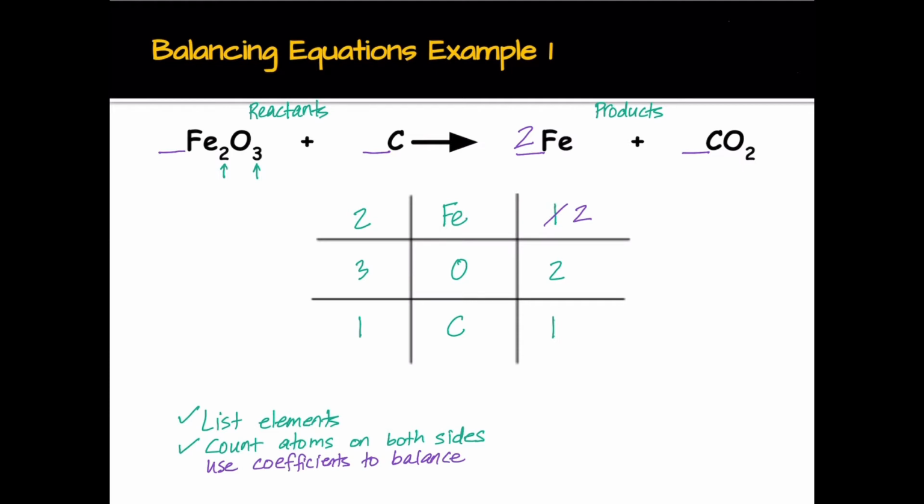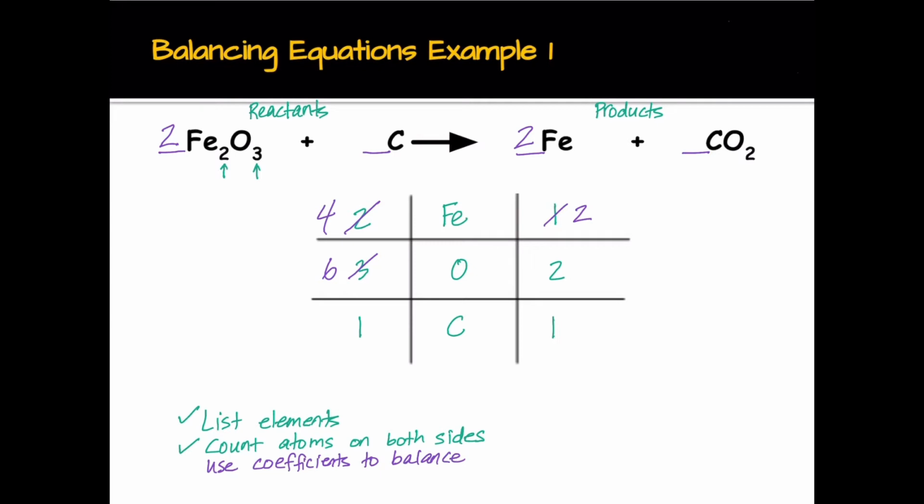When we encounter numbers like that, we want to look for a common multiple. So what we can do for oxygen is make oxygen equal to 6. The common multiple between 3 and 2 is 6. So to make oxygen on the reactant side 6, we can put a coefficient of 2 in front of iron 3 oxide. So now oxygen is 6, but notice how the iron has also changed. Instead of 2 irons, we now have 2 times 2, which is 4 iron atoms.